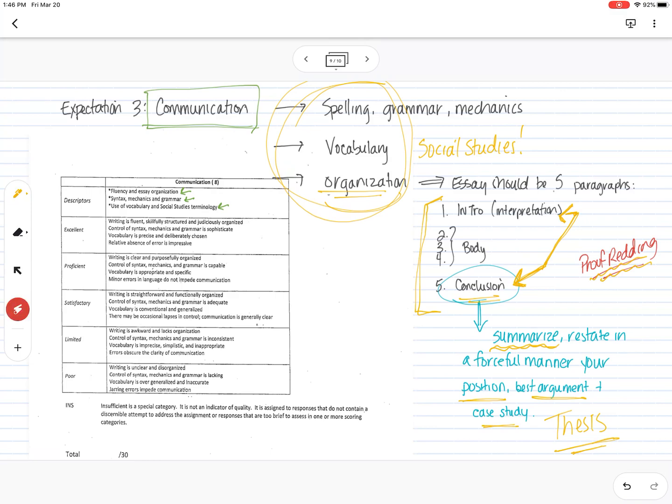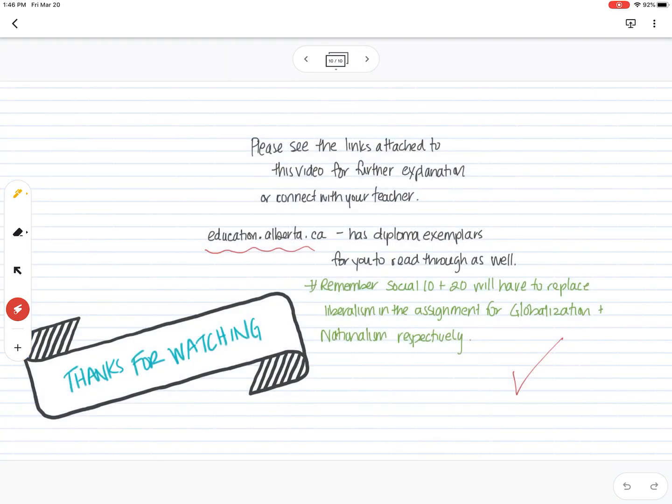Last thing that I want to note on this page is if you take a look at the bottom, we've got the total out of 30. So this is a major writing assignment. It is worth 30 marks. It's worth a little bit more than your 3-source analysis. And we expect you to go into that detail and that depth of your understanding in the position paper.